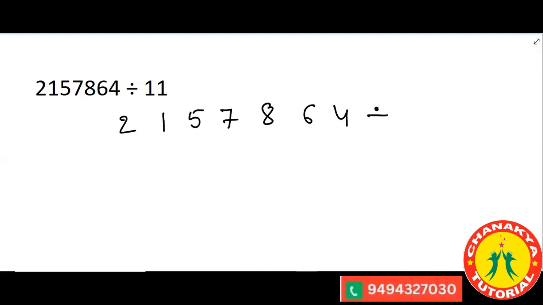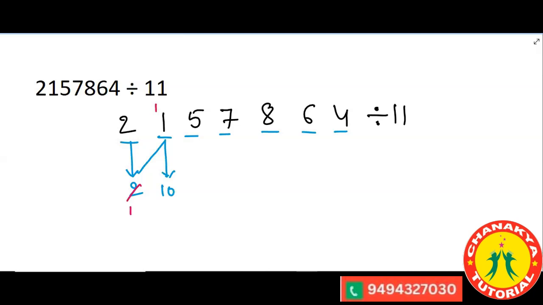2, 1, 5, 7, 8, 6, 4 divided by 11. Now, first we'll drop 2. Then 1 minus 2 is not possible, so 2 will become 1 and 1 will become 11. 11 minus 1 is 10.